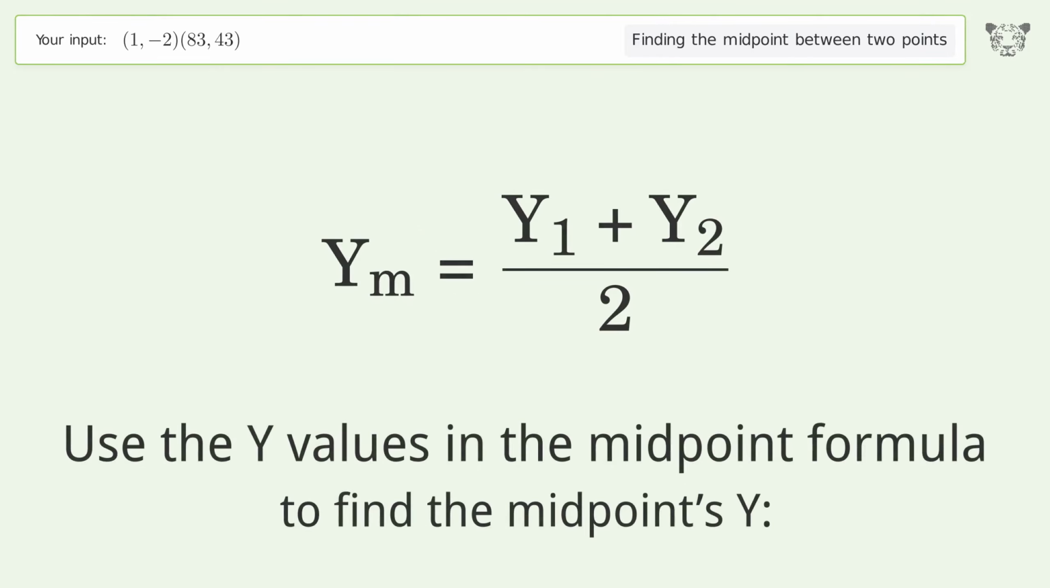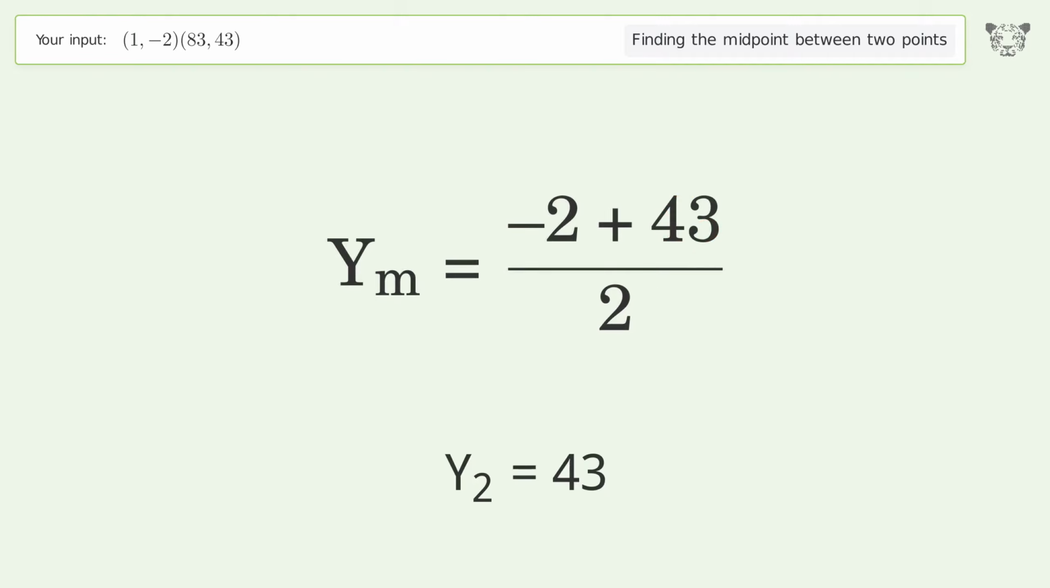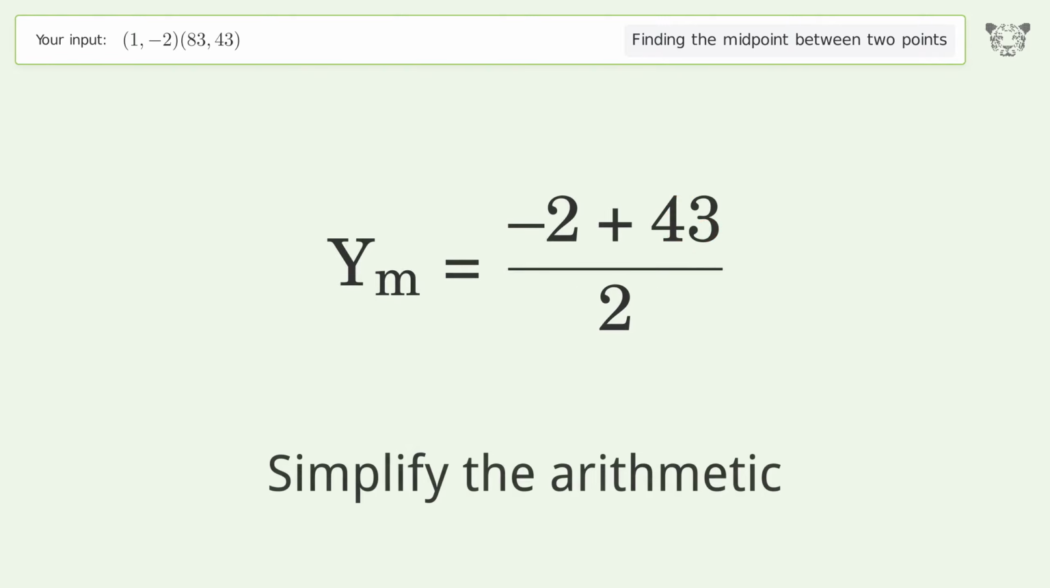Use the y values in the midpoint formula to find the midpoint's y. y1 equals -2. y2 equals 43. Simplify the arithmetic.